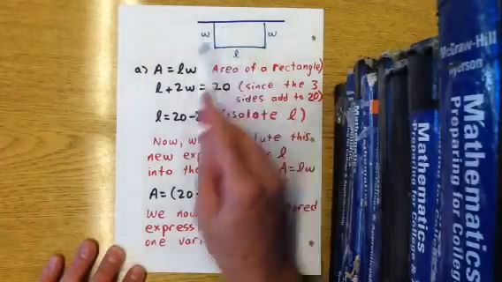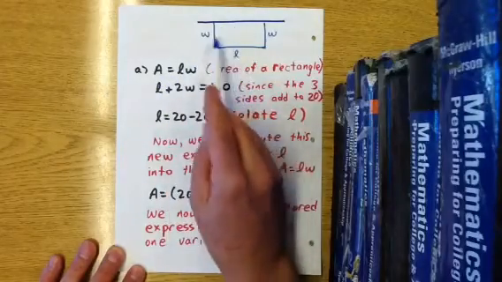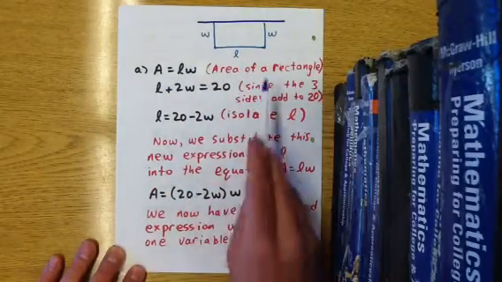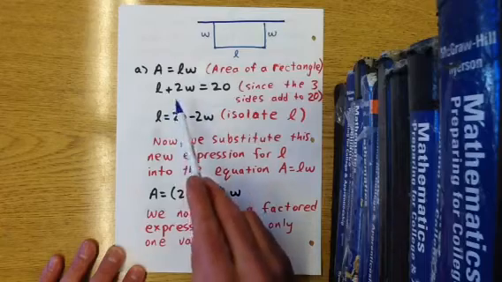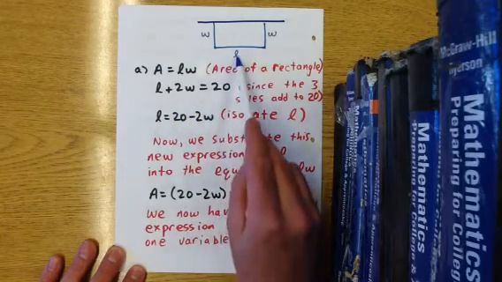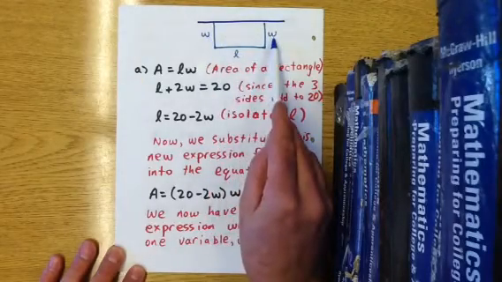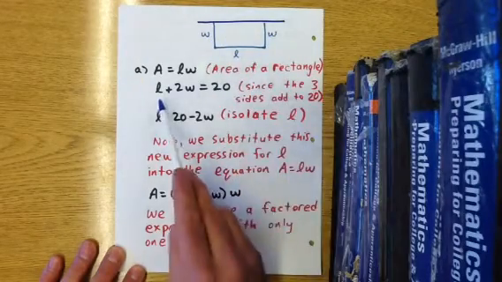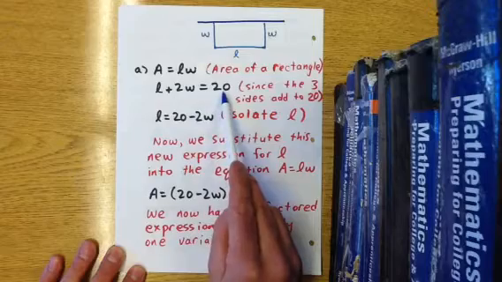Well, we know the area of the rectangle is length times width. Okay, that's the formula for area. And a second equation we know in terms of length and width is that the length plus the width plus the other width is equal to 20. Length plus 2W equals 20.